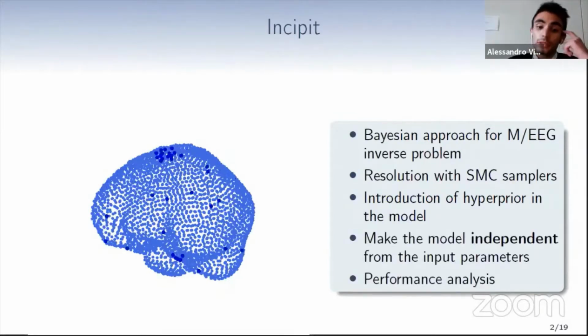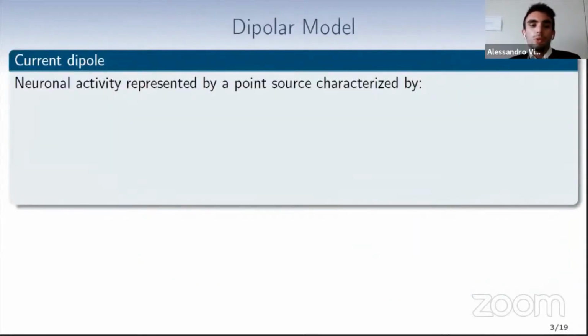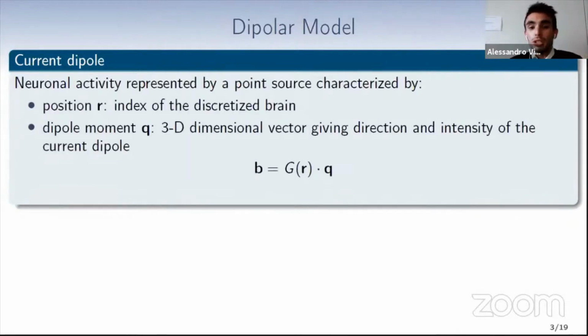And at the end, we will see some numerical results in synthetic data. At first, we have to focus on the model we used to represent the neural activity. We used the dipolar model, which we have already seen with Carsten this morning. And we saw that a dipole is a point source characterized by two quantities. The first one is the position, and it is nothing but an index inside the brain discretization. And then we have the dipole moment, that is a three-dimensional vector that tells us the direction and the intensity of the electric field in the brain, in the dipole.